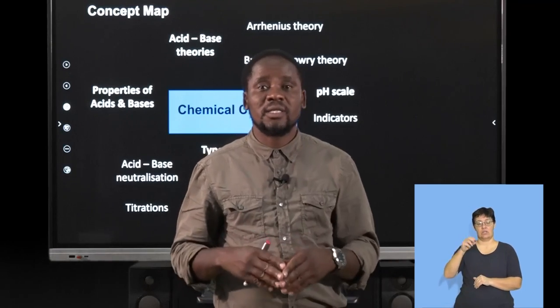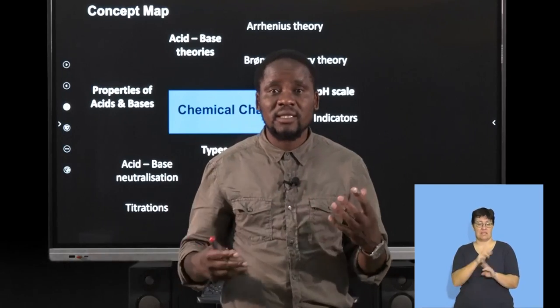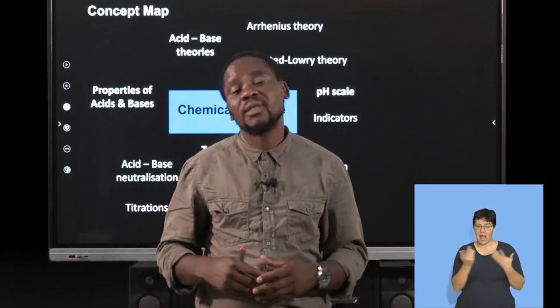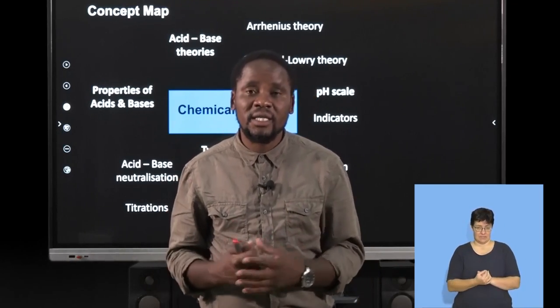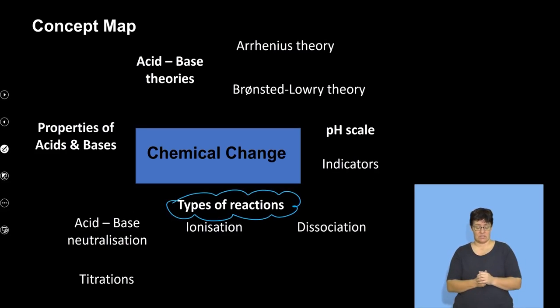So now we shall look at acid-base reactions and try to look into the nuts and bolts in terms of how these reactions actually take place in nature, right? So now we're looking at the types of reactions, okay? Now we are aware that acids ionize while bases dissociate, okay?